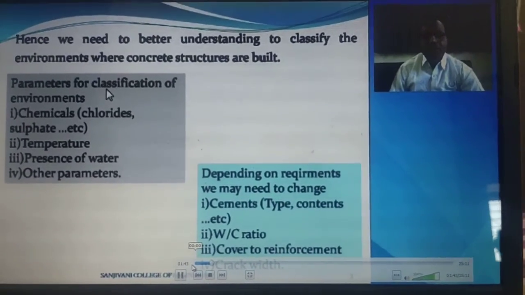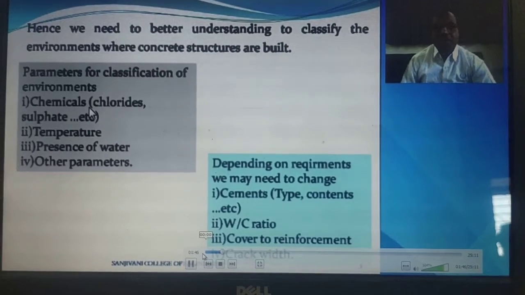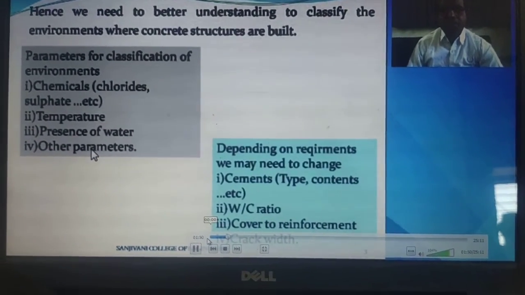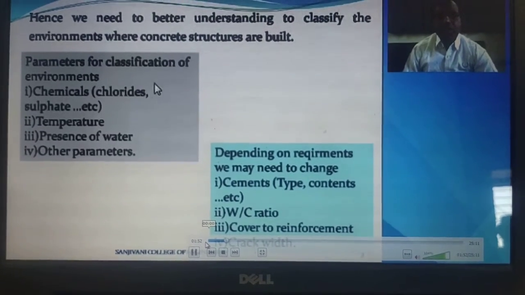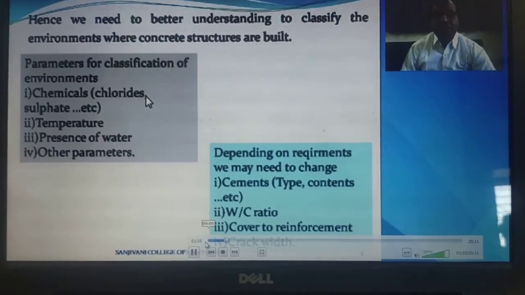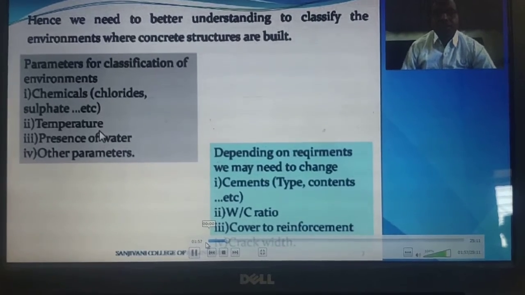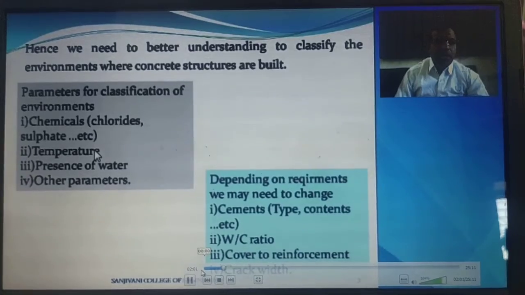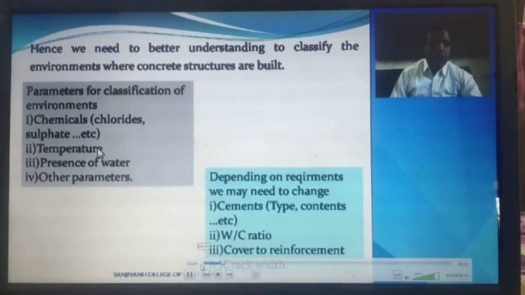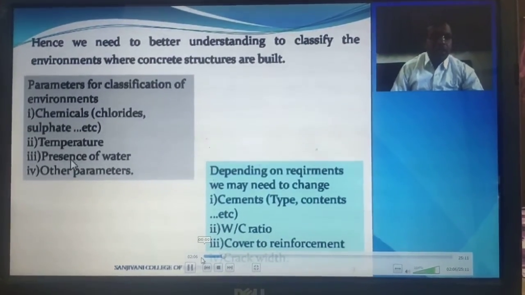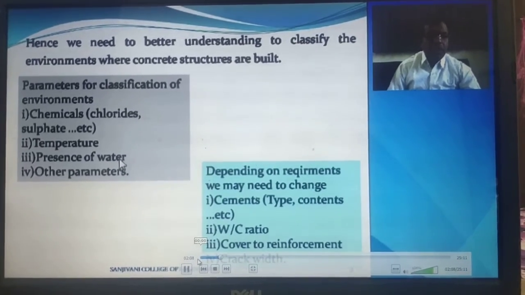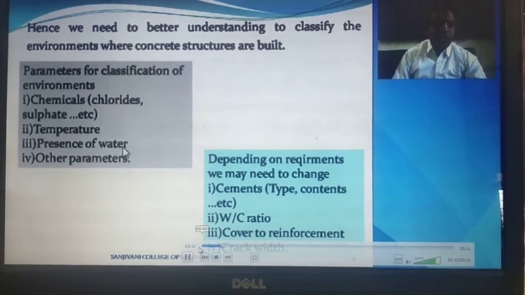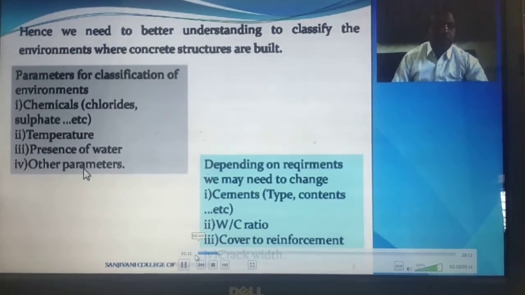So the parameters for classification of environments are chemicals, temperature, presence of water, and other parameters. Chemicals include chlorides, sulfates, iron, etc. Temperature, sometimes it may be a freezing temperature, or sometimes it may be more than 40 degrees Celsius. For example, if we construct a bridge pier, sometimes there is a presence of water and sometimes there may not be. And there are other parameters also.